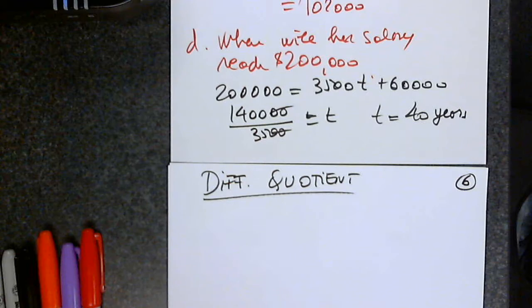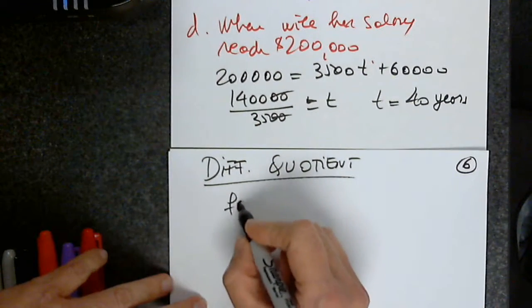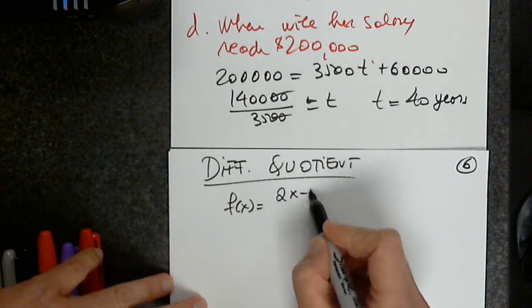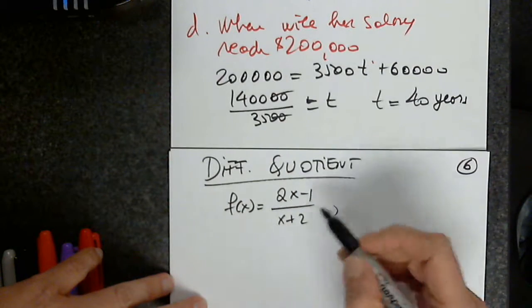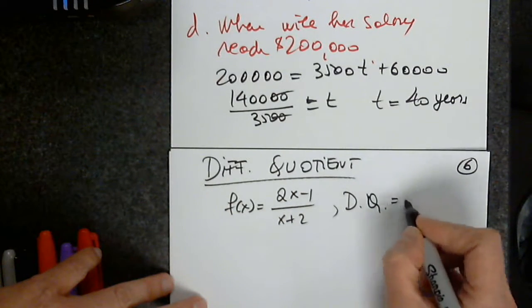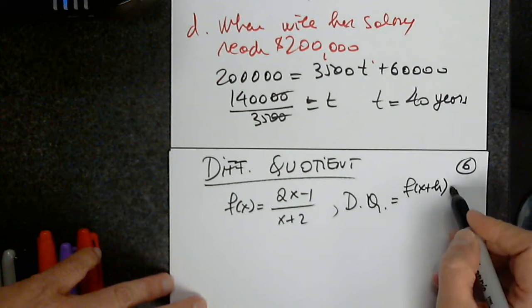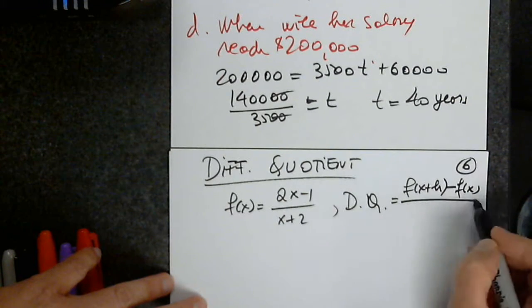Okay, at the review problems on page 209. I'm trying to find functions with the difference quotient, and unfortunately I don't see them, so I will have to make them up. Okay, forget about the book. So here it is, f of x equals 2x minus 1 over x plus 2. We're asked to find the difference quotient, which is f of x plus h minus f of x divided by h.